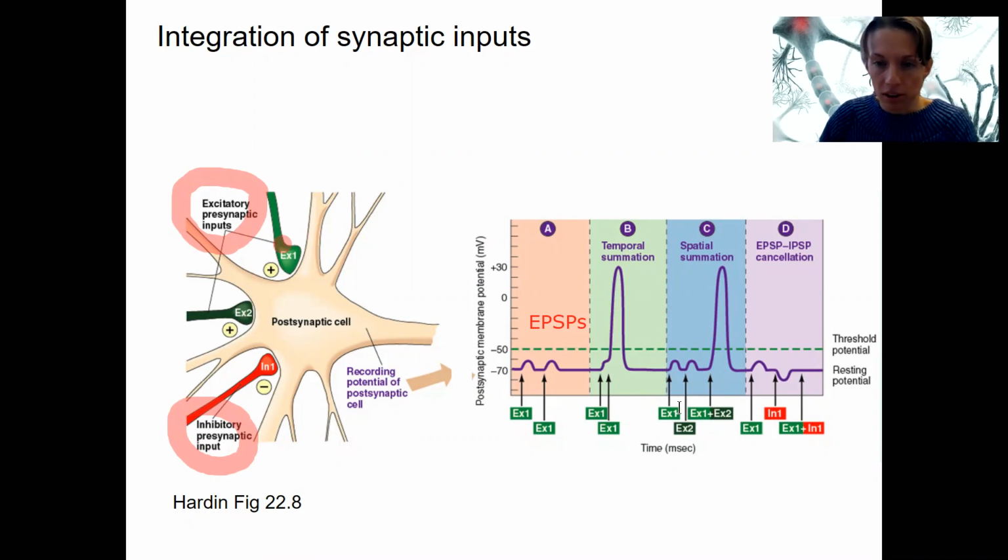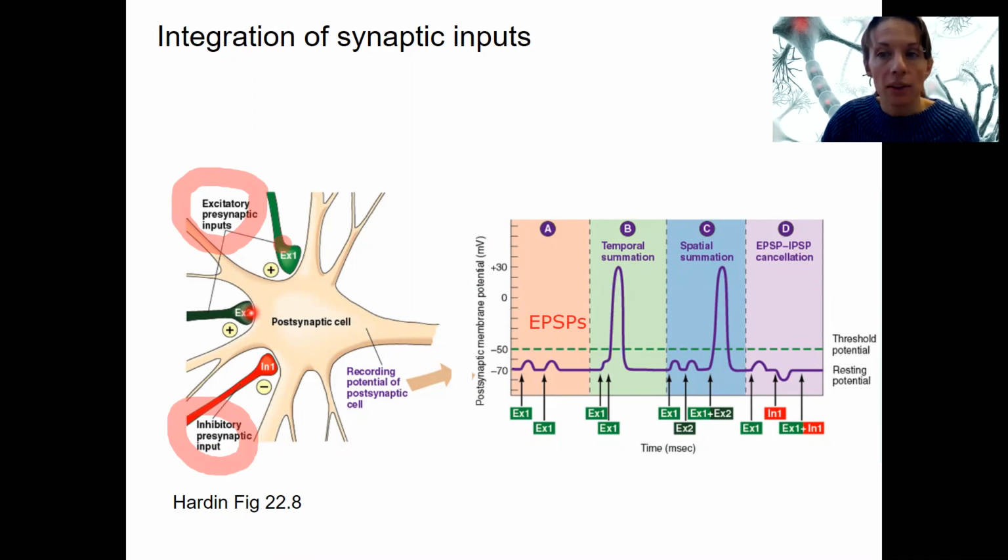The next example here is spatial summation. Here's excitatory synapse 1 and 2 that are separate, 2 EPSPs here. But then we've got excitatory synapse 1 and 2, 2 different input signals that are happening at the same time. This is spatial summation. So we've got a signal both from here and from here happening at the same time. Spatial summation, across space.